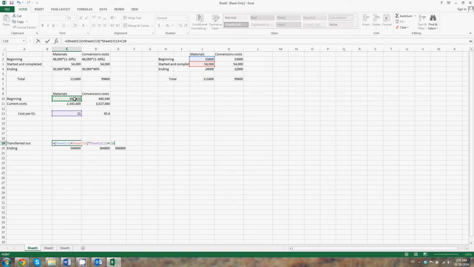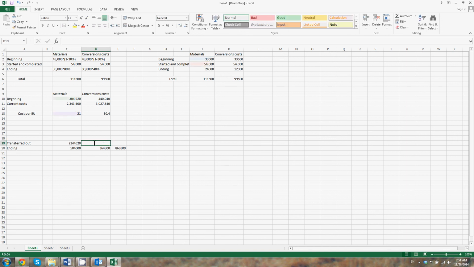The reason is this: for the FIFO method, when we calculate the cost per equivalent units, we don't include the beginning carryover. So we have to do it at the end. This is the difference between the weighted average and FIFO method. Now we click enter.